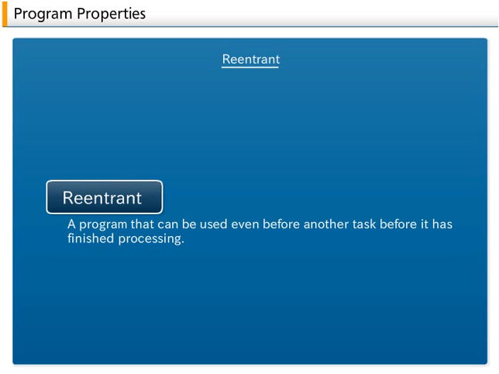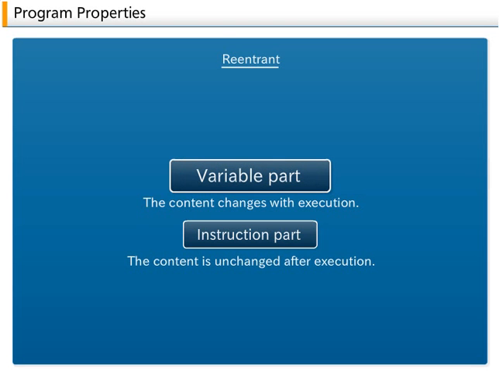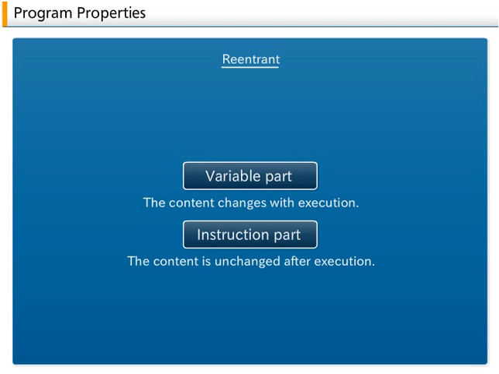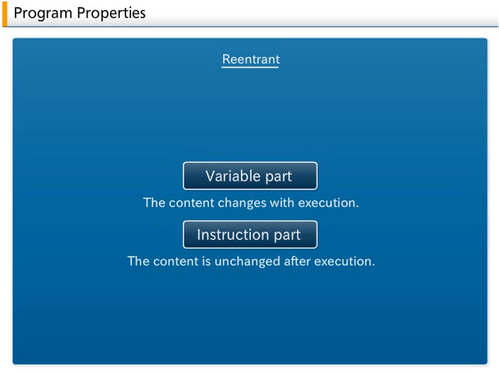Three. Reentrant. A program that can be used even while another task is using it is called a reentrant program. It is a program that can return correct processing results even when shared by multiple tasks. The program is made up of two parts. One part is a variable part where the content changes during execution. The other part is the instruction part where the content does not change during execution.